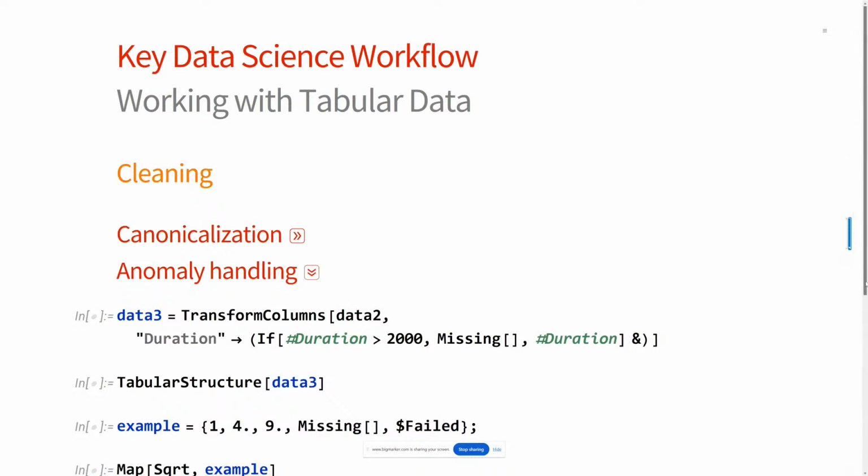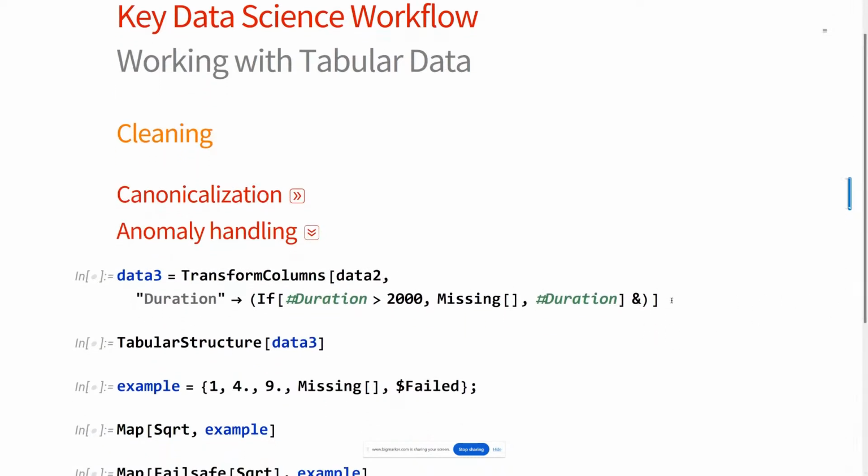In my taxi cab data, I'm going to make an almost certainly false assumption here that no taxi journey can be more than 2,000 seconds. So I'm going to replace any durations above 2,000 with missing in the data set. So even though this column was of type, I think it was type real, real 64, it might have been integer 64 in the original, I want to insert some missings into that.